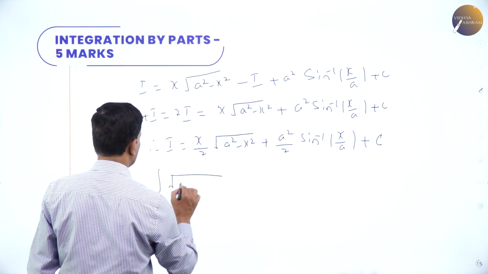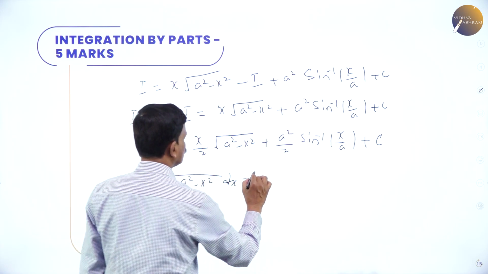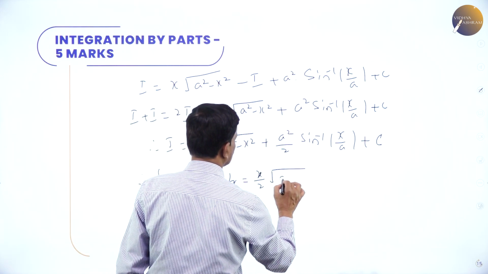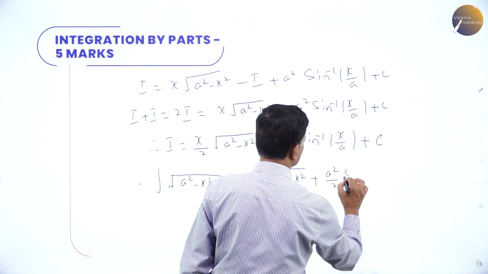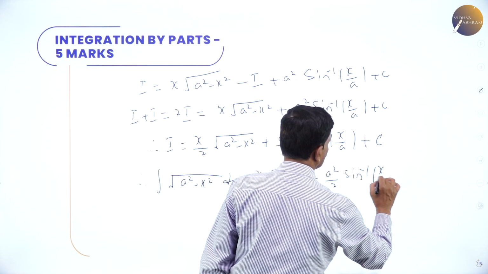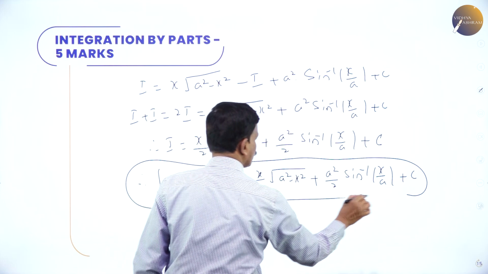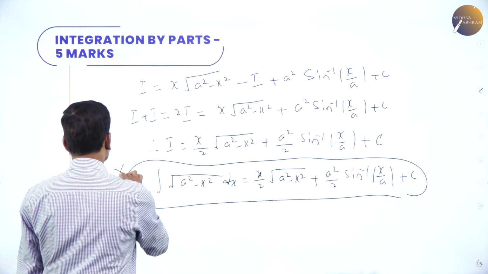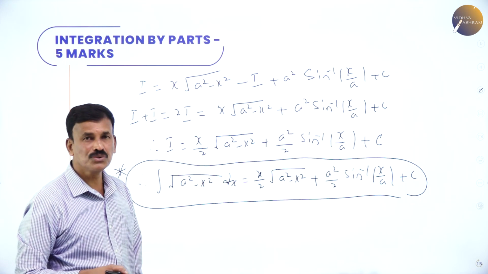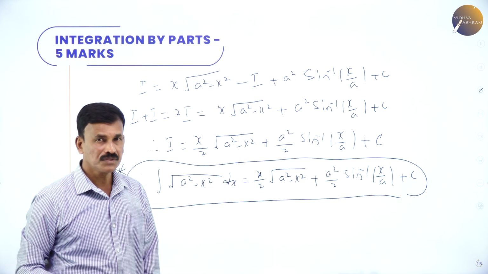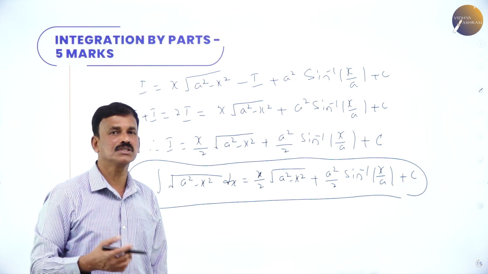Therefore, the integral of root of a square minus x square dx is equal to x by 2 into root of a square minus x square plus a square by 2 into sine inverse of x by a plus c. Very important formula this is. You may use this formula in application of integrals while finding the area of a circle and area of an ellipse by integration.